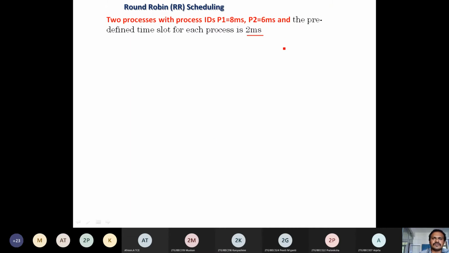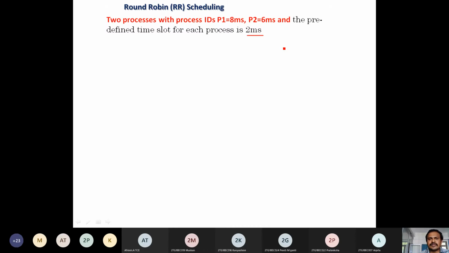So how many time slices for P1? It is 4 time slots, meaning it is split into 2 milliseconds, 2 milliseconds, 2 milliseconds, and 2 milliseconds. What about P2? 3 slots. So round robin is nothing but first P1, then P2, P1, P2, P1, P2 like that, with a predefined time slot of 2 milliseconds.